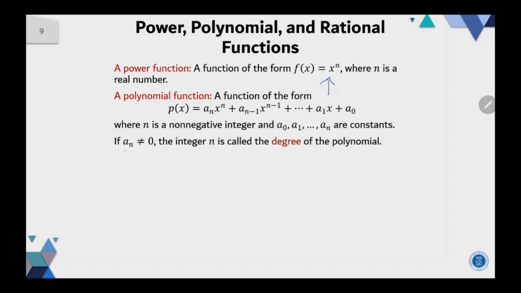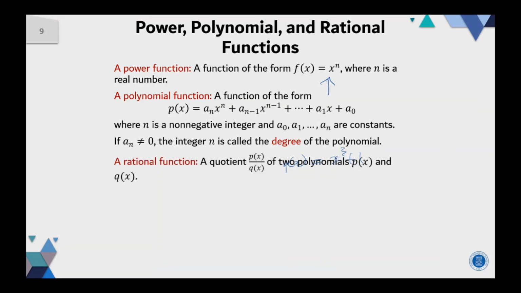Okay, so when a_n is not equal to 0, then n is called the degree. For example, if we have here p(x) equal to, for example, x cubed plus x plus 1, then the degree of this polynomial is 3. So we look at the largest power whose coefficient is not 0.